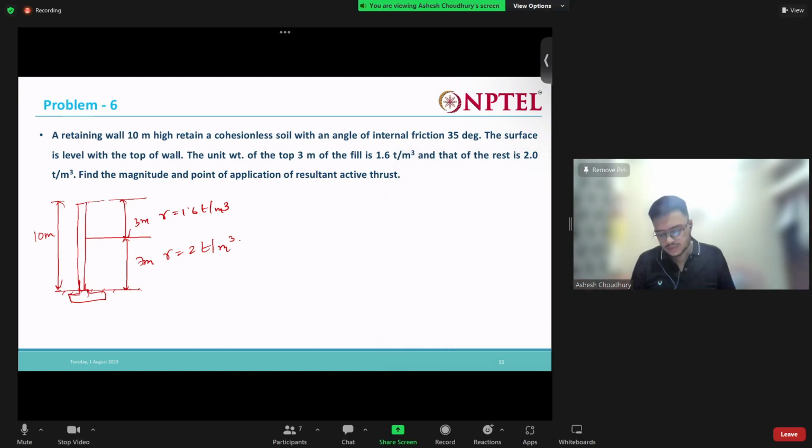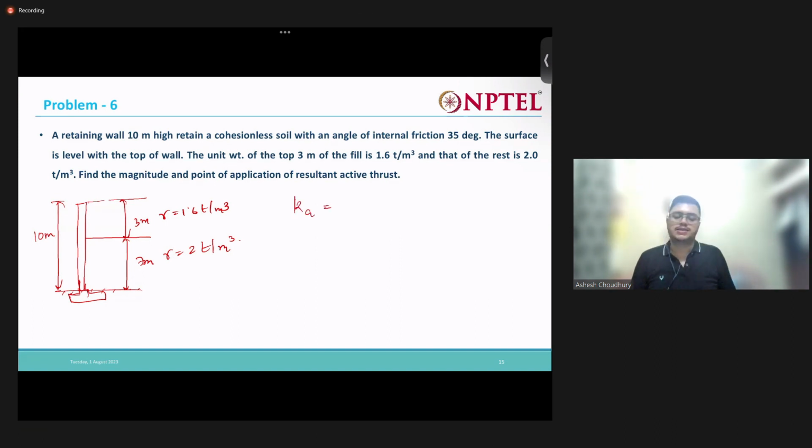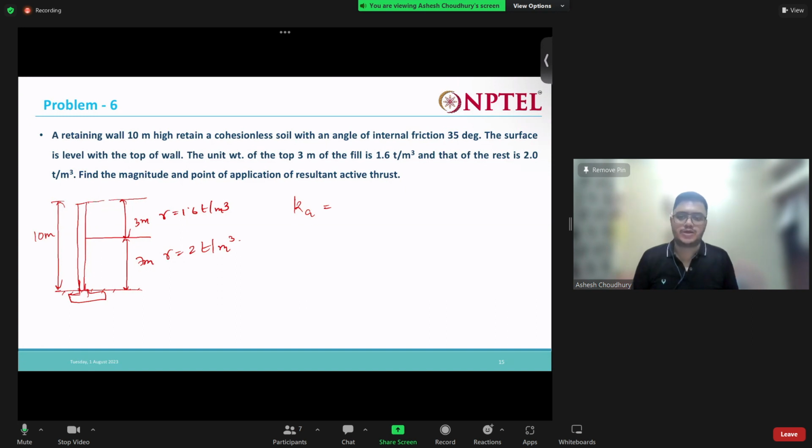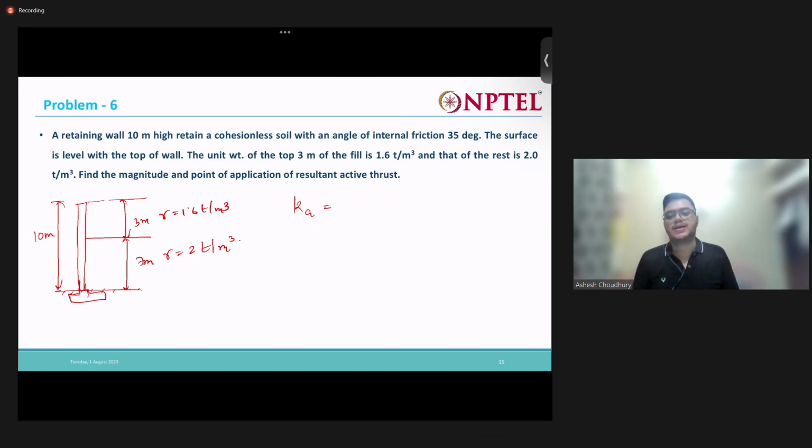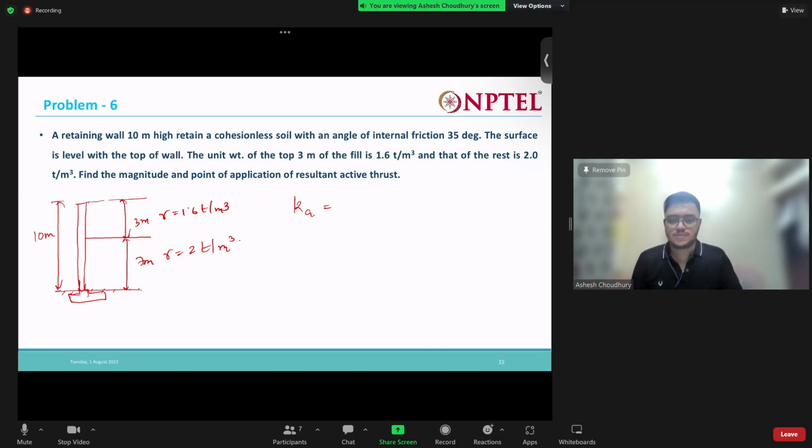Okay. So can you please tell me what is the expression for the active earth pressure coefficient? How can we find out this active earth pressure coefficient? What is Ka?